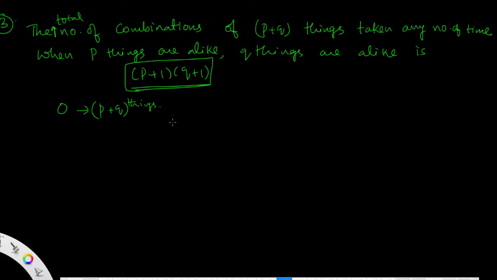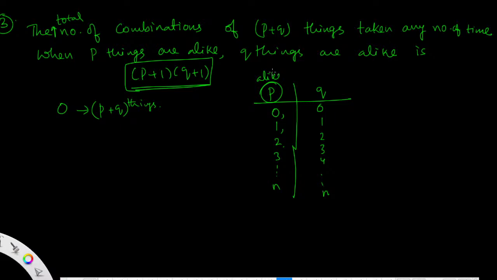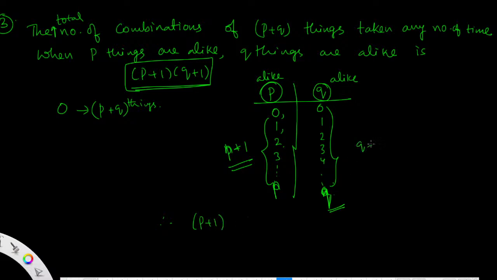And similarly, the second kind can be selected in how many ways? P things and Q things are there. The number of ways of selecting is 0 or 1 or 2 or 3 or 4, and so on up to a maximum of Q. Therefore, the number of ways of selecting P alike things is P plus 1, since a maximum of P things can be selected and 0 is included. For the Q alike things, it is Q plus 1. Therefore the total number of ways becomes P plus 1 into Q plus 1.